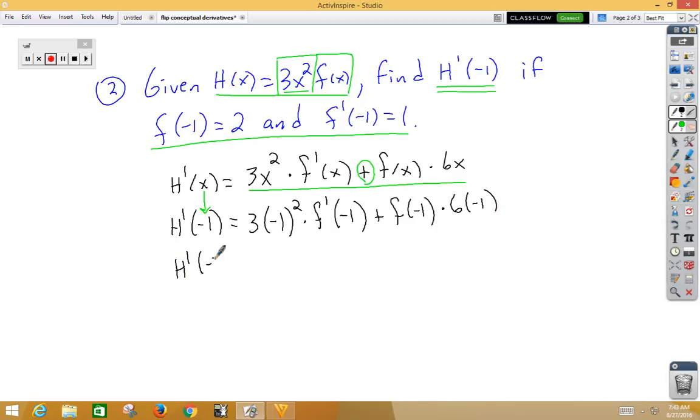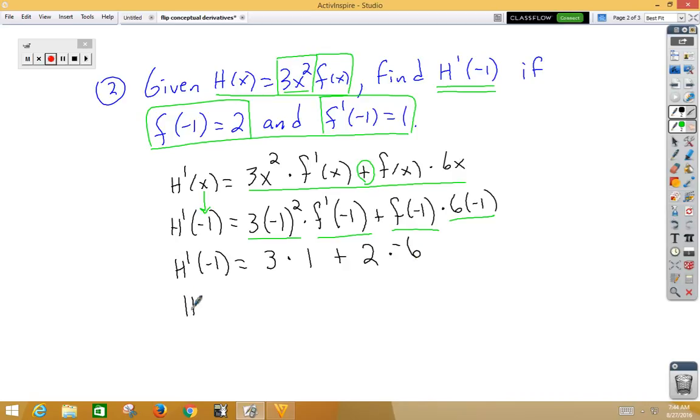h prime of negative 1 is equal to, order of operations, PEMDAS, parentheses, exponents, negative 1 squared is 1, multiplied by 3 is 3. In the directions, f prime of negative 1 is defined as equaling 1, so multiplied by 1, plus f of negative 1 in the directions tells us 2, multiplied by 6 times negative 1 is a negative 6. So h prime of negative 1 is equal to 3 plus a negative 12 equaling negative 9.